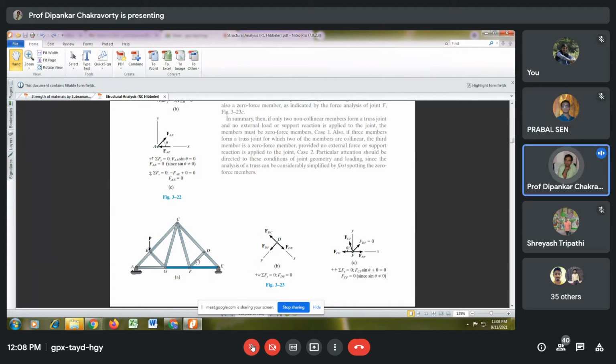That is the answer because GF and FE are in the same line, and therefore all the forces should be in the horizontal direction. If CF has a force, it has to have a vertical component. That vertical component cannot be balanced, and therefore CF is a zero force member. You are absolutely correct.